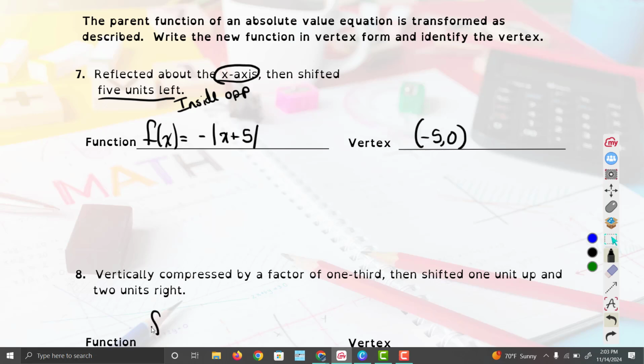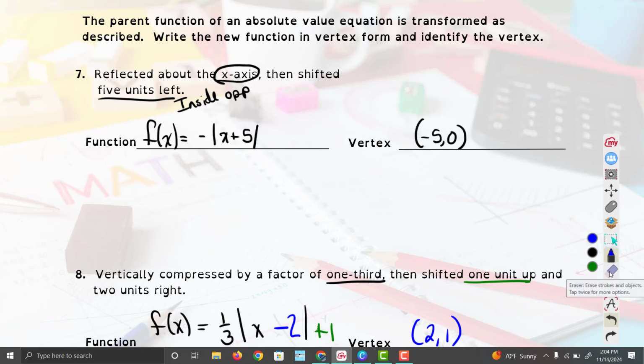On this next one, it says I'm vertically compressed by a factor of 1/3. So a of x equals 1/3. And then it says that I am shifted 1 unit up. So it's going to be plus 1 at the end. And 2 units to the right. So inside with the x, I'm going 2 units to the right. So that means minus 2. And my vertex is at 2, 1. And so that's it for that topic.